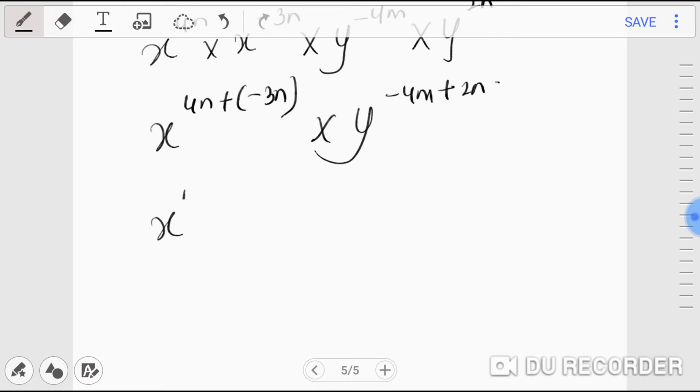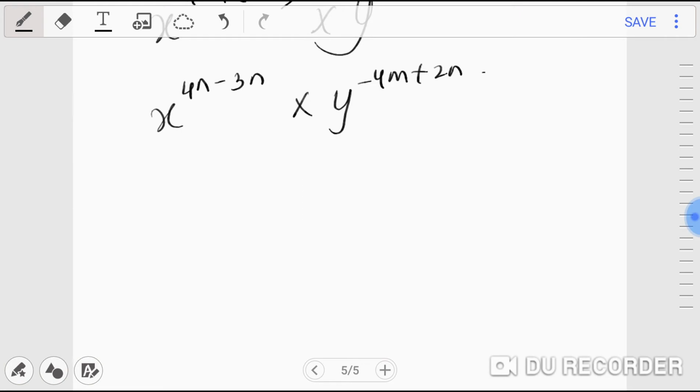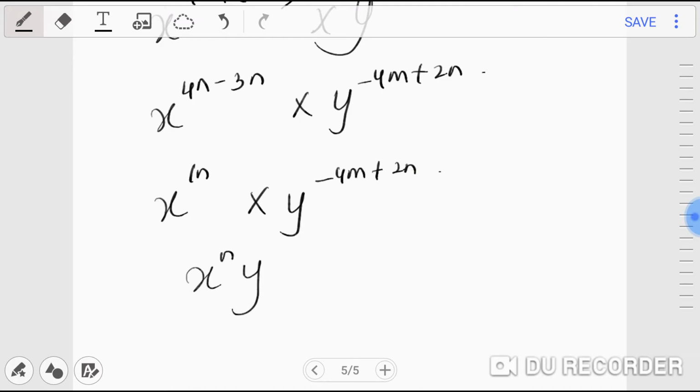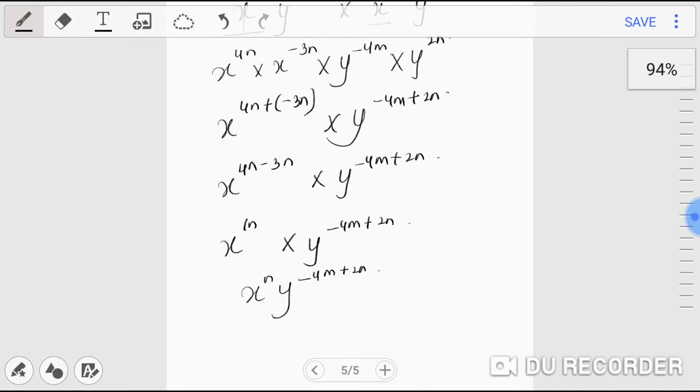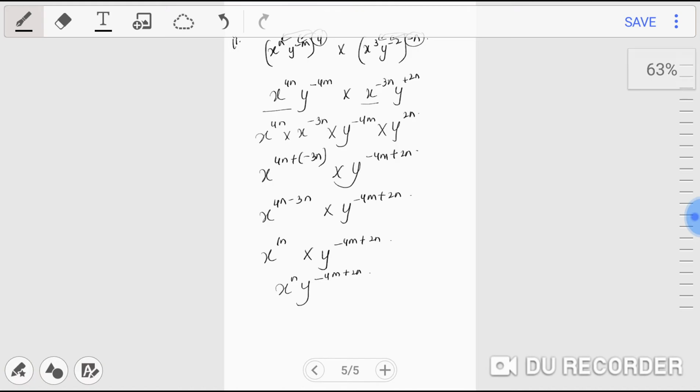So you will get the answer 4n minus 3n, and here, so it will be 4n minus 3n is 1n. You can write only n. So your final answer, please check if you have understood.